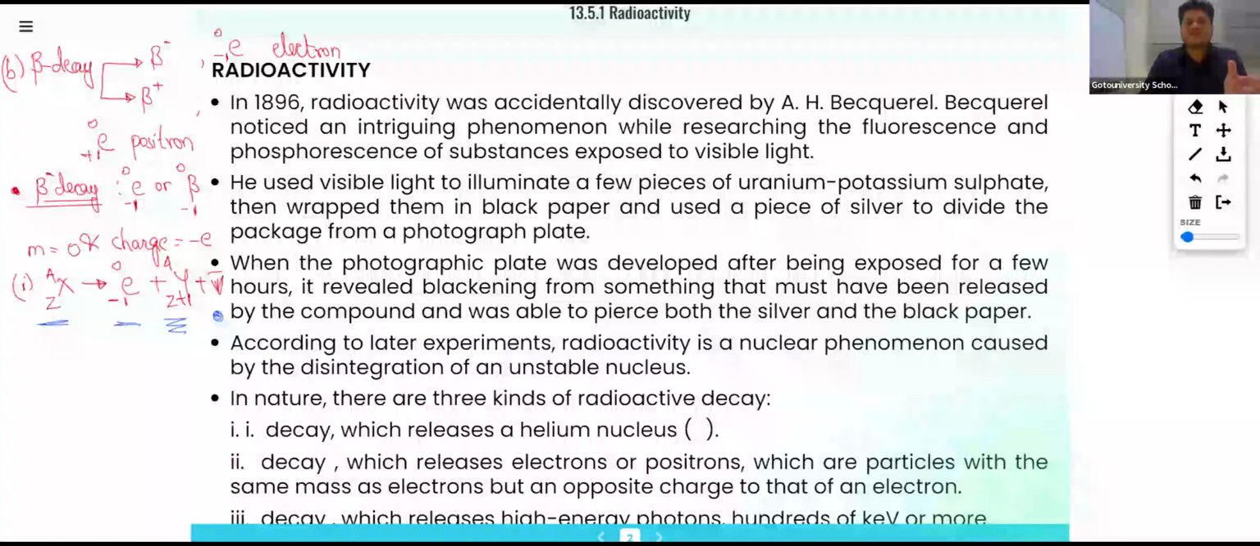In this equation, you have X with A and Z, and you are releasing this, so A minus 0 will be A, and Z minus minus 1 will be Z plus 1. If you take the example of carbon-14, with 6 protons, and release a beta negative decay, this becomes 14 with 6 plus 1, which is 7, and there is the release of an anti-neutrino.